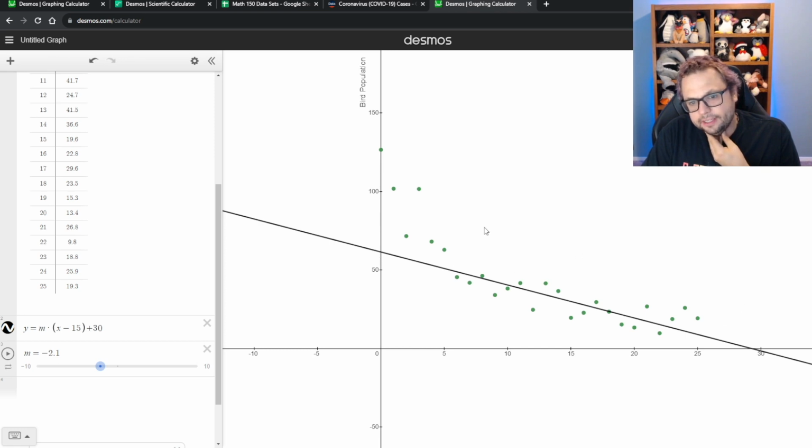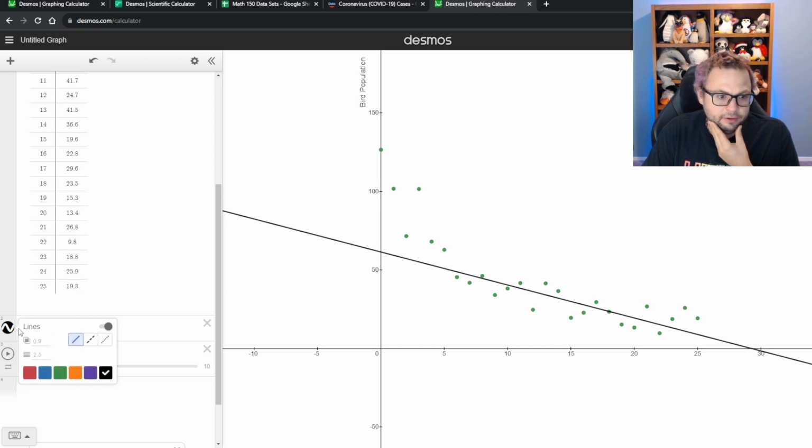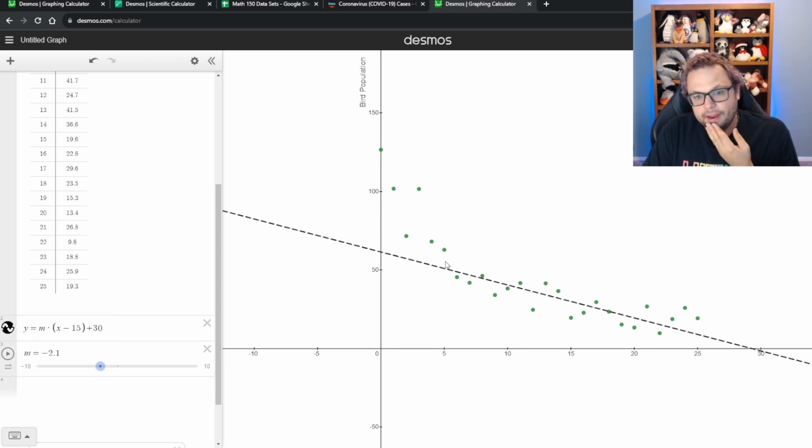But if I just cover those up in my mind, this actually looks pretty good as a model of the population. If I'd only started counting in this year, this would look perfect. So this is one very plausible looking model describing the bird population. So our linear model here works out to be something like birds equals minus 2.1 times (x minus 15) plus 30.